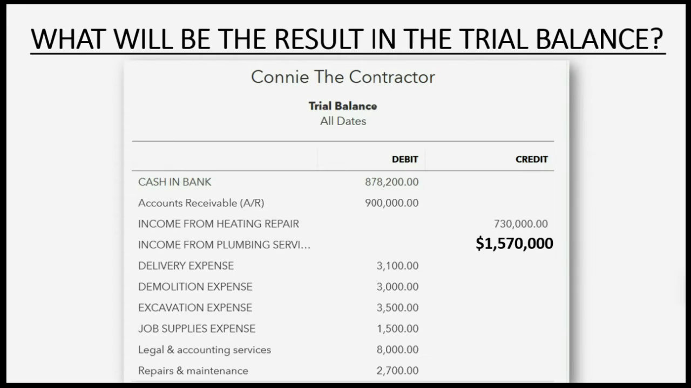It will become $1,570,000. And because the client is responsible for that $500,000 plus the $3,500, accounts receivable increases by $503,500 and becomes $1,403,500. That's an increase of $503,500 because it's $500,000 for the normal invoice and $3,500 for the billable expense that gets added to the invoice.